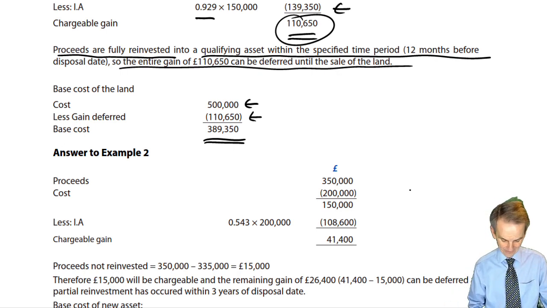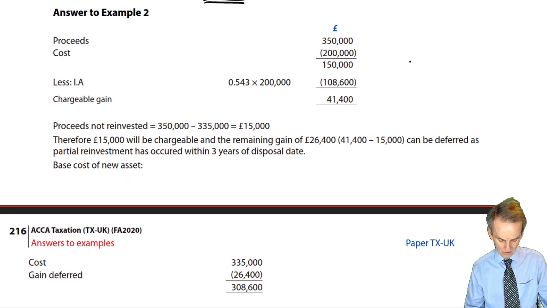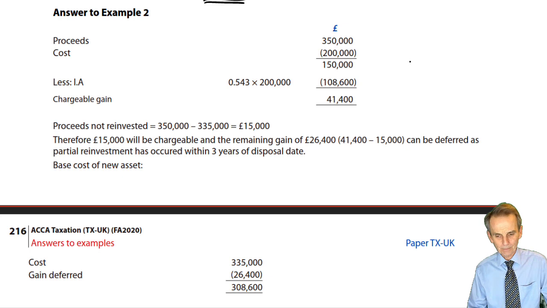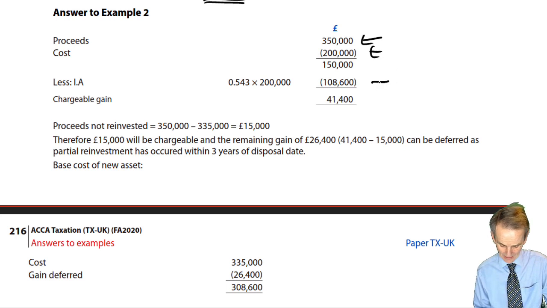In example 2, always, I guess, the more likely scenario for an exam question, you're having partial rollover rather than full rollover. So at least at that point in time when the partial reinvestment has occurred, it still leaves you with some amount of the gain remaining chargeable. Do your gains calculation to begin with, of course. Again, very straightforward. As ever, proceeds, cost, unindexed gain.